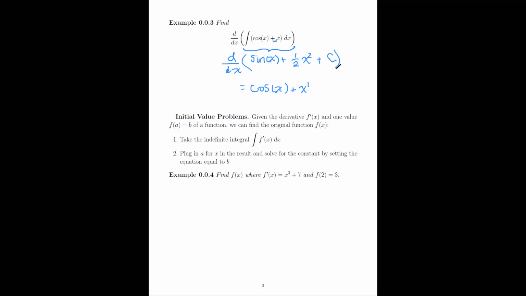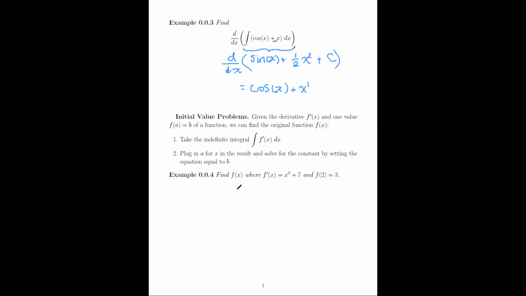Now, we might not want that constant there. And in fact, if we're given the derivative and we have one value of the function that we know, we can narrow down from the infinitely many antiderivatives to just one. You can think of this value, this f of a equals b, as an anchor point. Just like when we were curve sketching and we wanted to find some anchor points to tell where along the y-axis our function actually was, this is going to give us an anchor point to tell what our constant is.